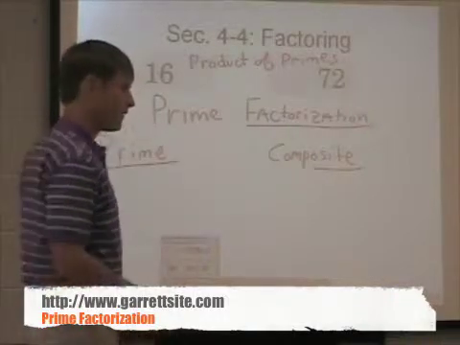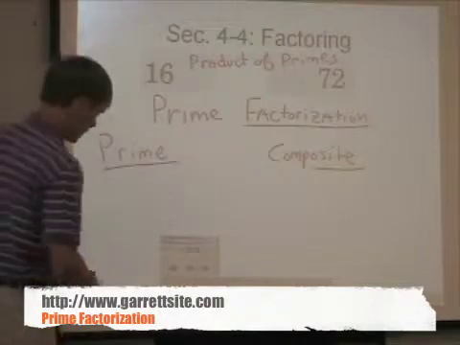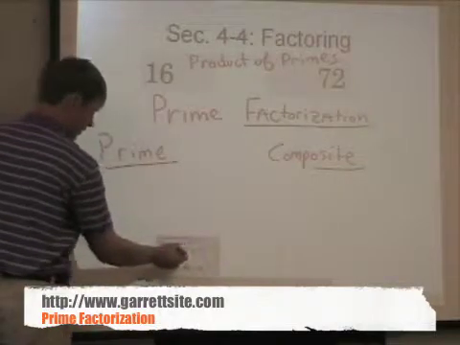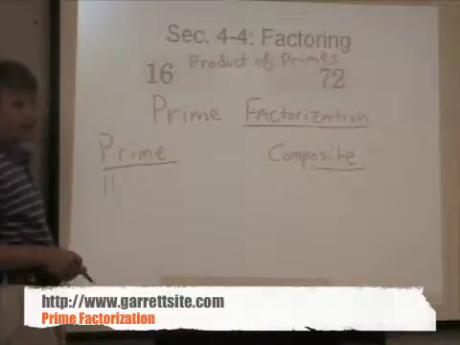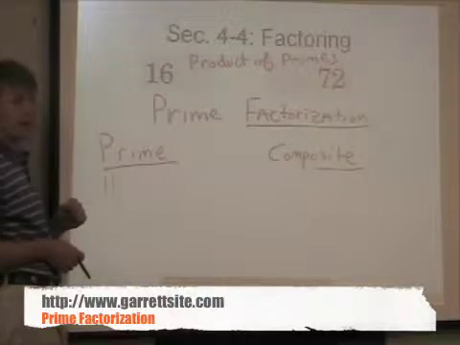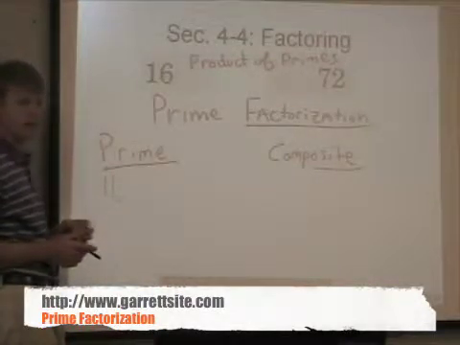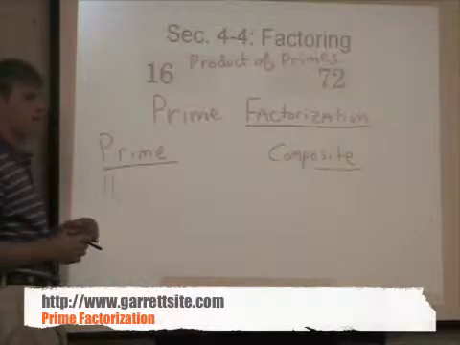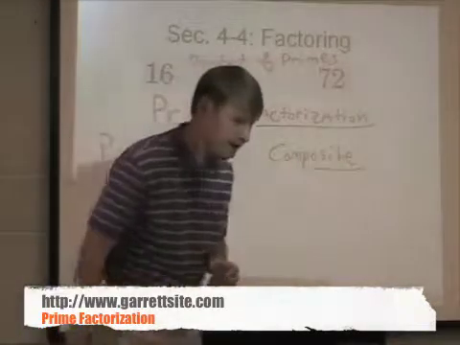Now, before you can find what a product of primes is, you've got to know what a prime number is. A prime number is only divisible by 1 and itself. So an example of a prime number would be 11. Nothing will go into 11 except 1. 11 divided by 1 is even, and 11 divided by 11 is 1, so that's even. But nothing else will. So a number that's only divisible by 1 and itself is prime.